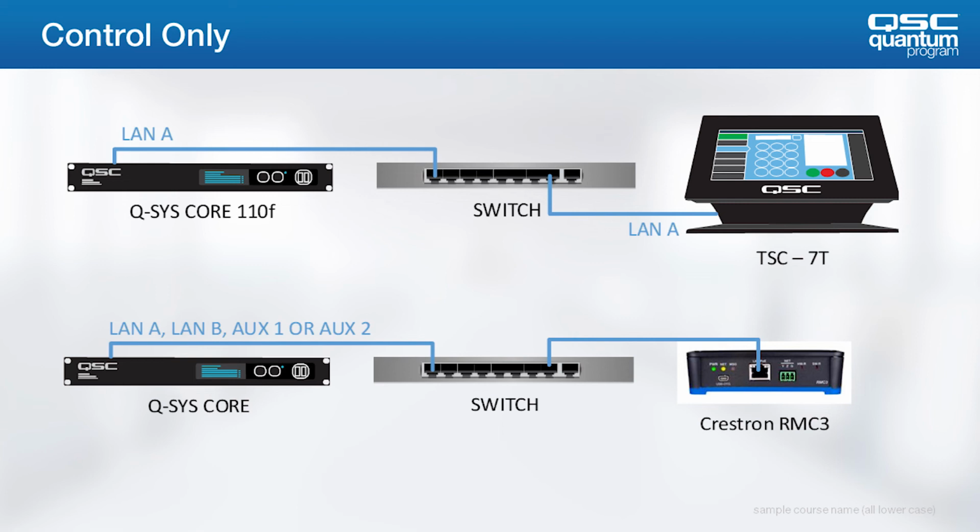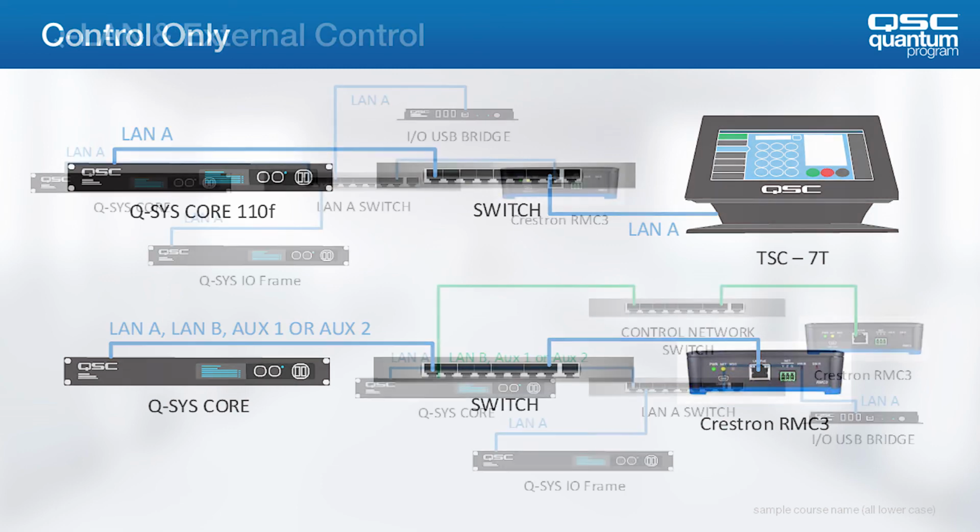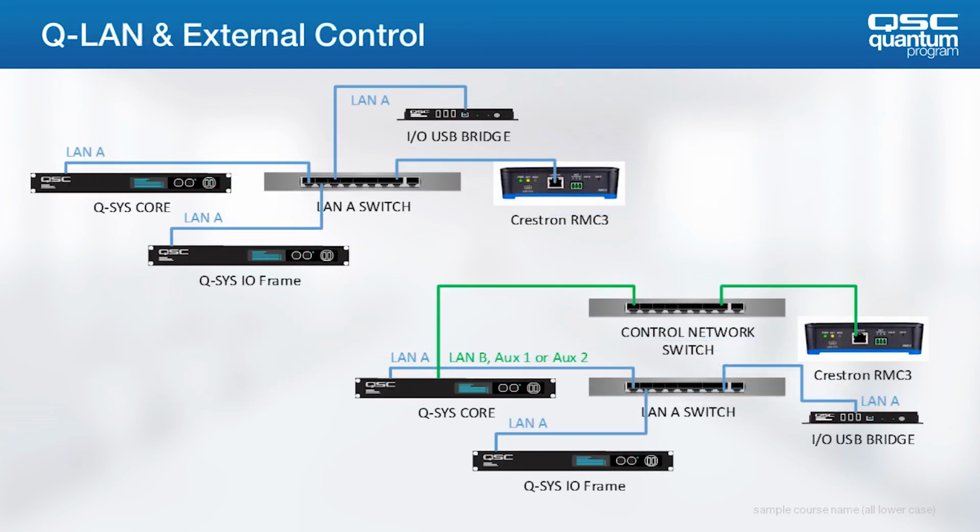Keep in mind that control of a Q-SYS system is not a time-sensitive service. QoS is not a requirement for a control-only network. IGMP snooping and filtering would not be needed either, as Q-SYS Discovery is the only multicast service on the network in these cases. Let's look at external control of Q-SYS from another perspective.